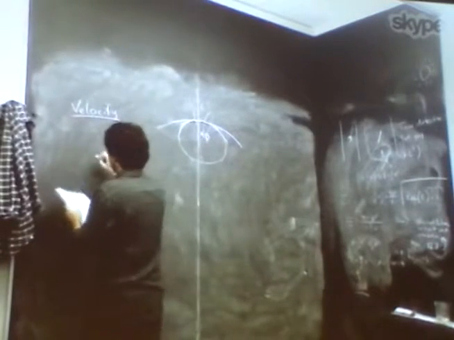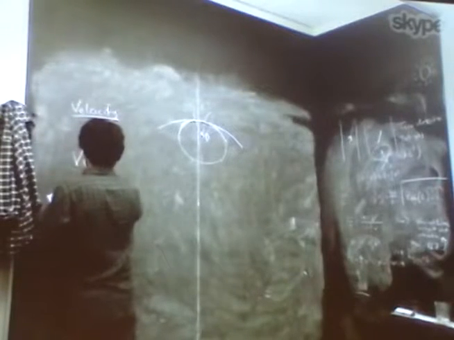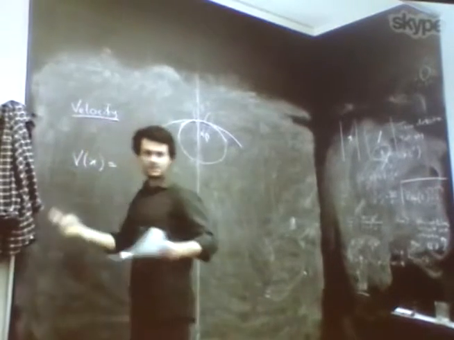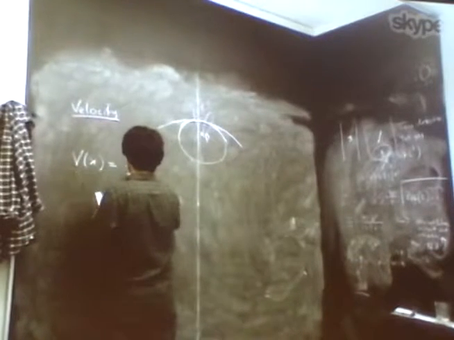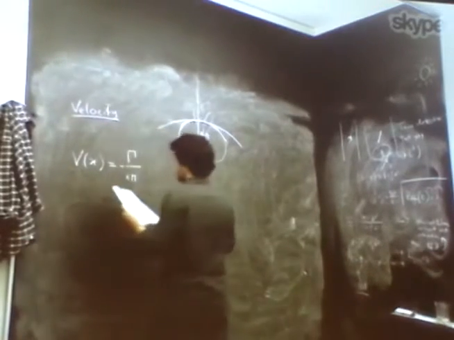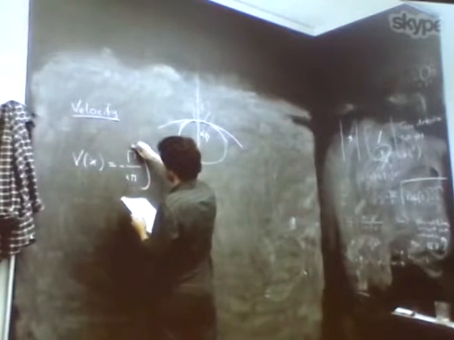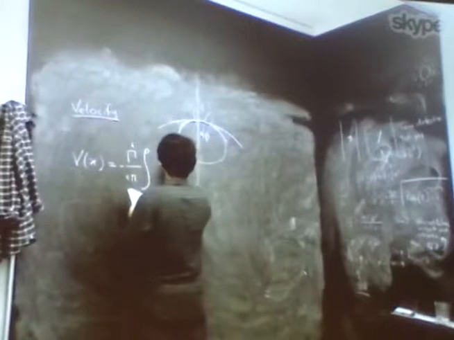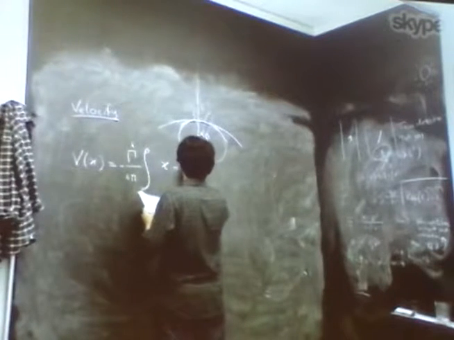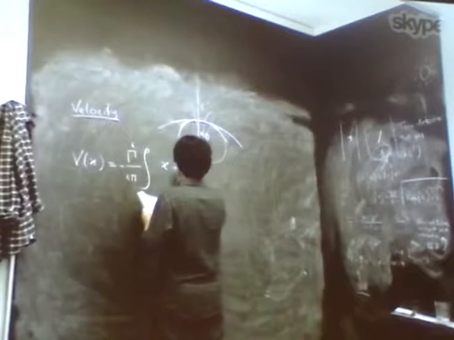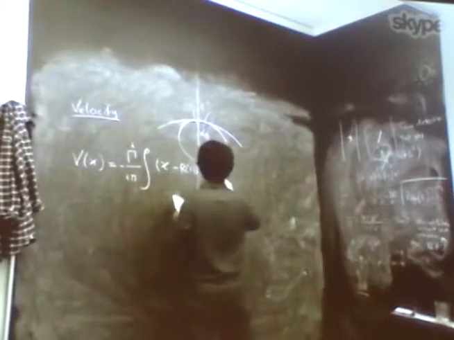Our expression for the velocity of x is the same expression as before, with x minus gamma, where gamma is the strength of the vortex, and x minus the curve R of s.